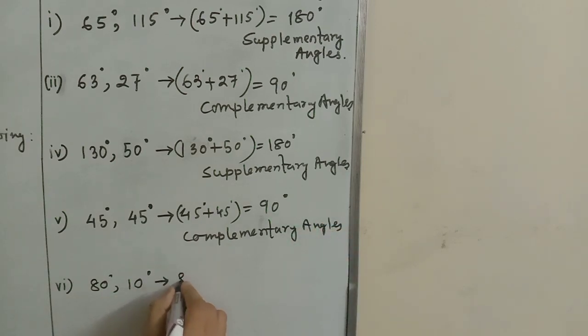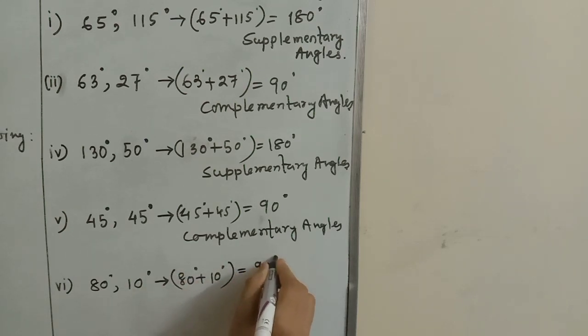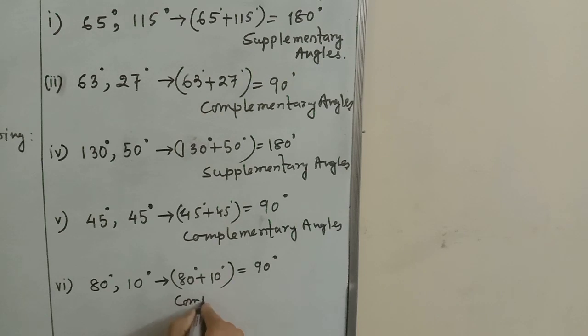80 degrees plus 10 degrees, yes, it is also 90 degrees, and it is complementary, and they are complements of each other, and it is making complementary angles.